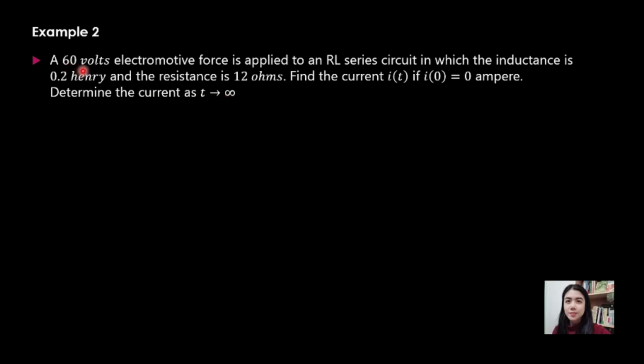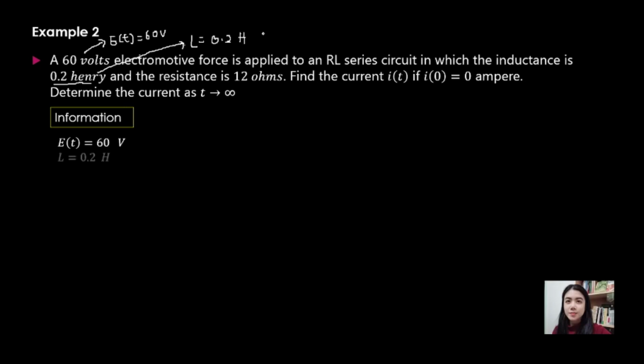Okay, so let's gather the information from this example. You have 60 volt, which is done for your E(t), so E(t) is equal to 60. Then the inductance is 0.2 Henry, and inductance is referred to as L, so L is 0.2 Henry. Resistance is R, so R is 12 ohm. And the last information we can gather from this example is I0 equal to 0 ampere.